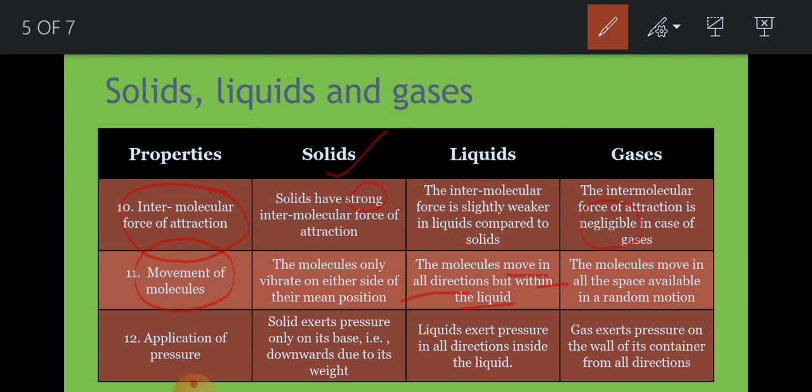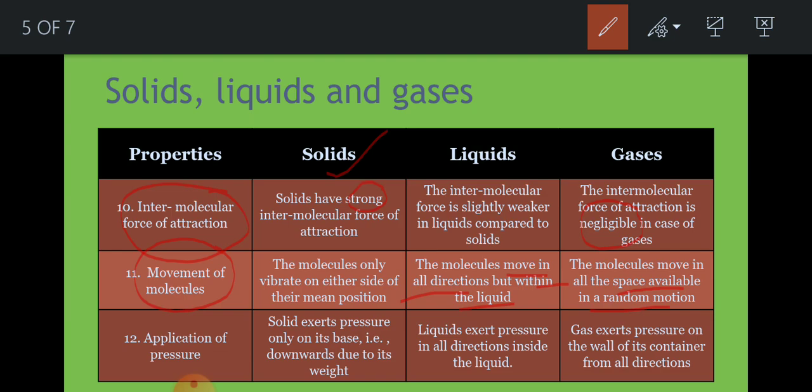Now, in case of gases, the molecules move in all the space available in a random motion. Suppose air is present within this room, it will not occupy a particular corner of the room. It will spread in all directions and occupy the entire volume of the room, and it will continuously move in a random way.